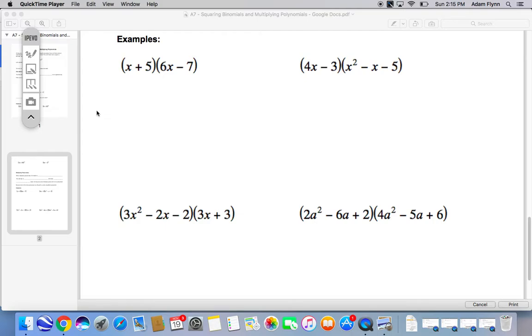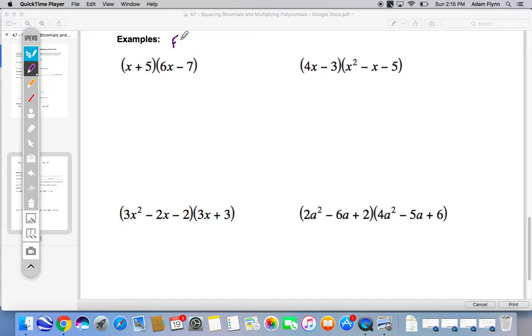This is the example video for A7 multiplying polynomials. So we'll take a look at 4 examples in this video. So looking at this first one, we have a binomial multiplied by a binomial. So this means we can use the FOIL method.